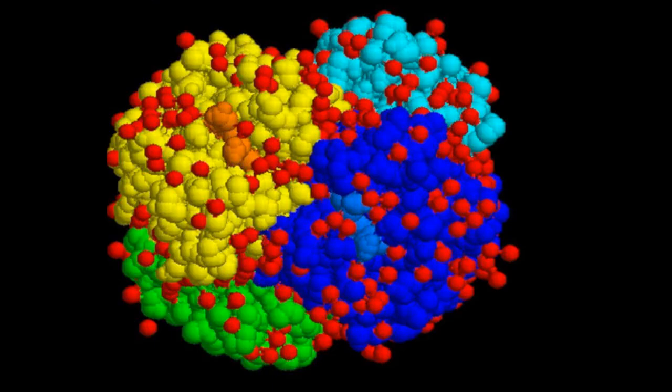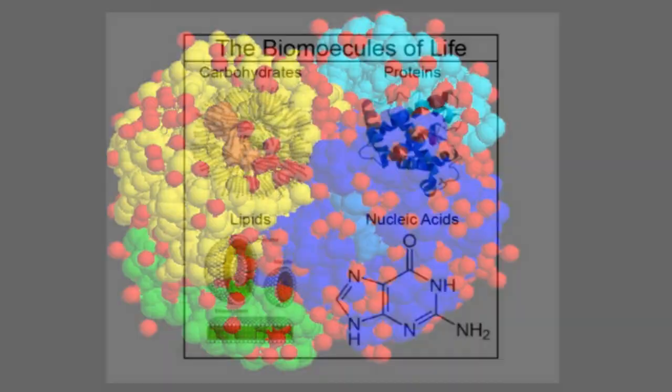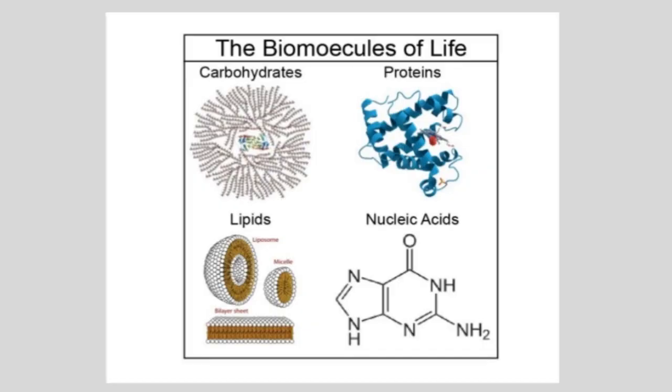Some organic compounds have incredibly complex structure, like the protein shown here. Carbon chains, rings, and sheets all contribute to the complexity of this hemoglobin molecule. In our next lecture we will explore these groups of biological molecules in greater depth.